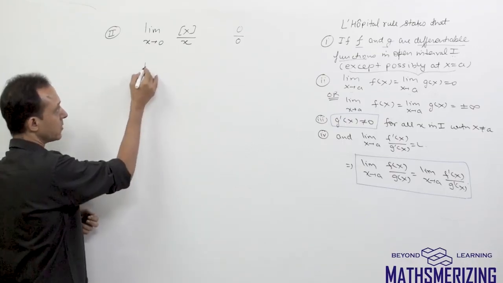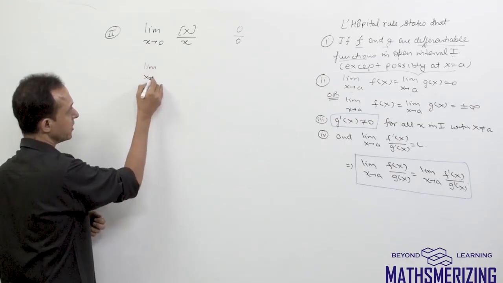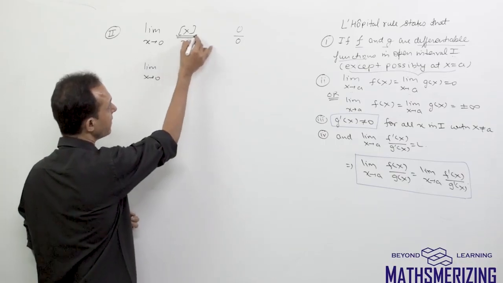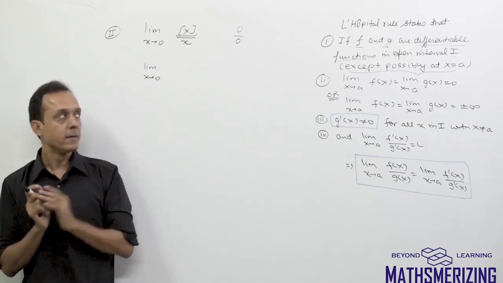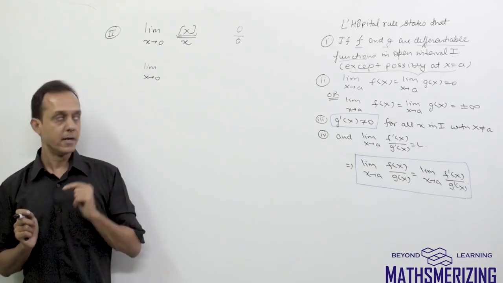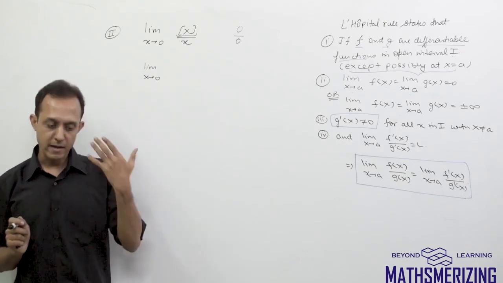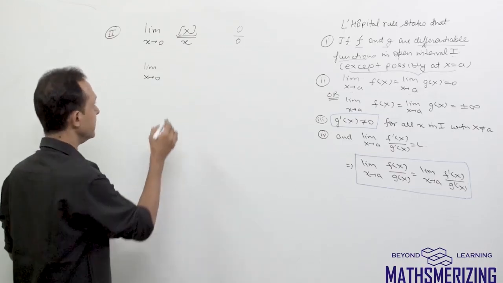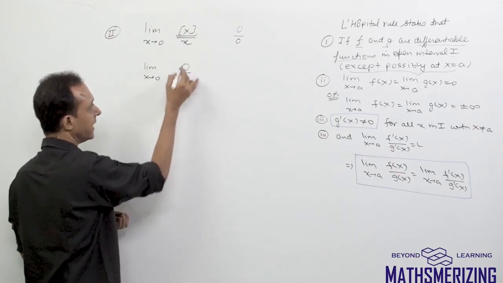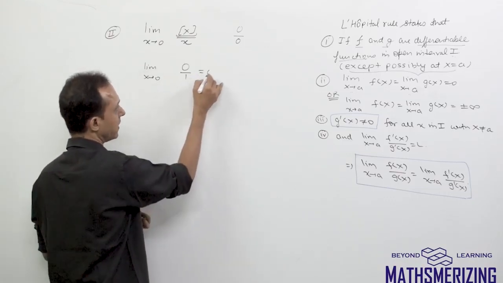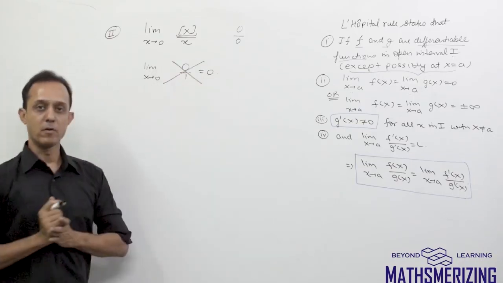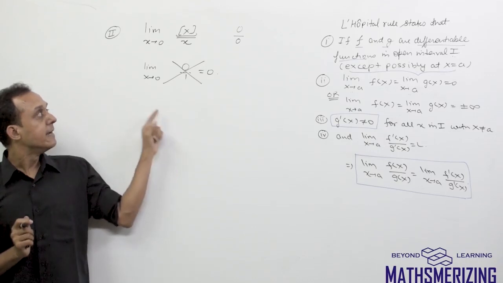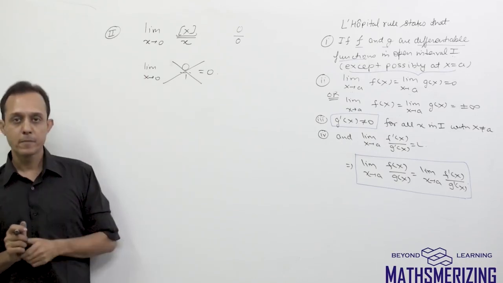So if I apply L'Hopital's rule, I can write limit x tends to 0, the derivative of the greatest integer function of x. Now when x is not an integer, the greatest integer function of x behaves like a constant function, and the derivative of a constant function is simply 0, and the derivative of x is 1, so the value of this limit is 0, which in this case is completely wrong. Now can you identify where I went wrong?